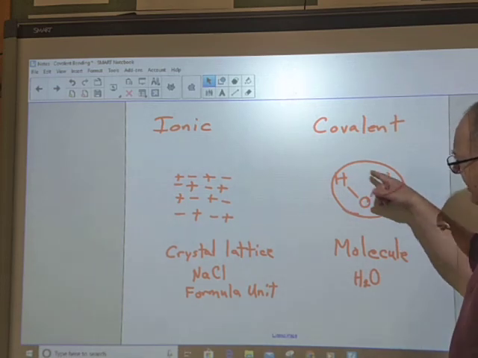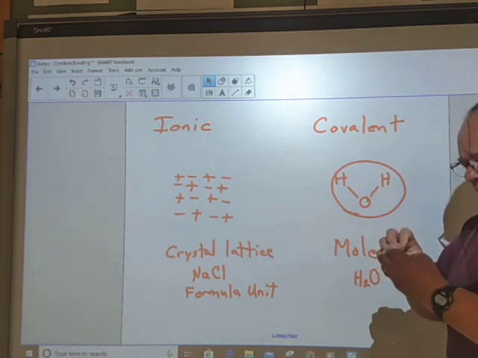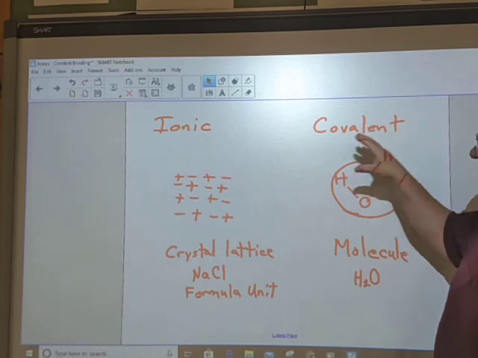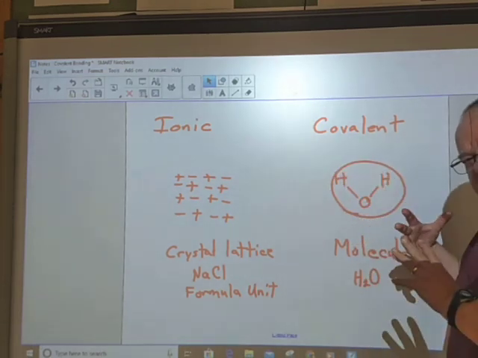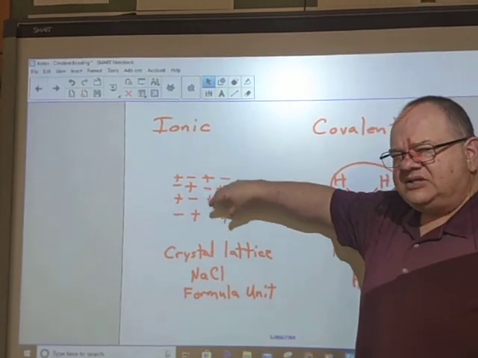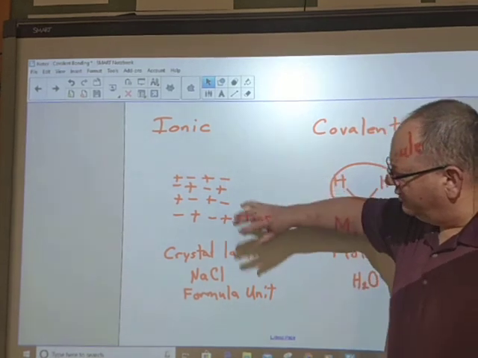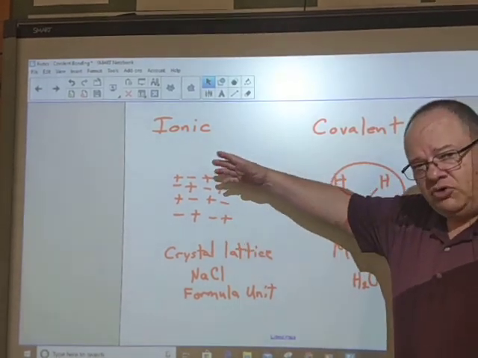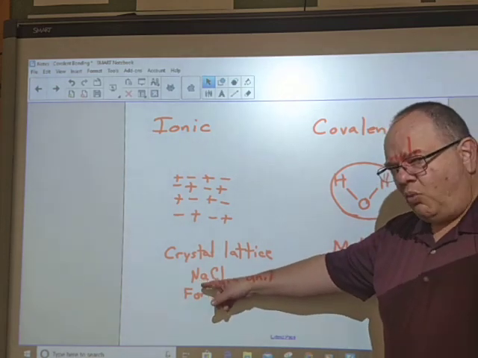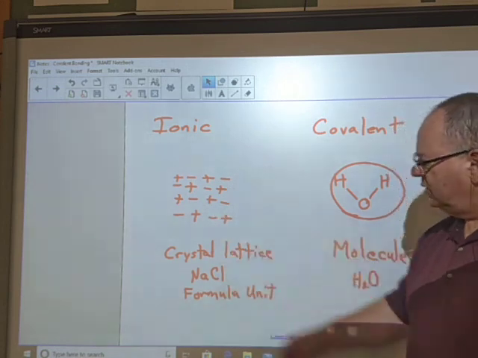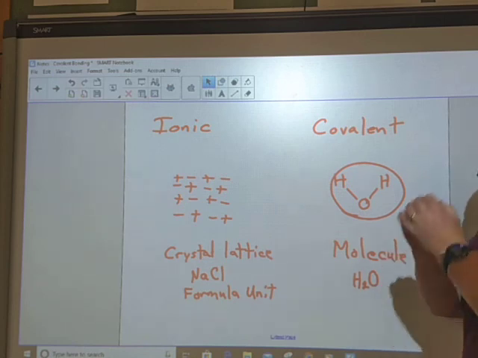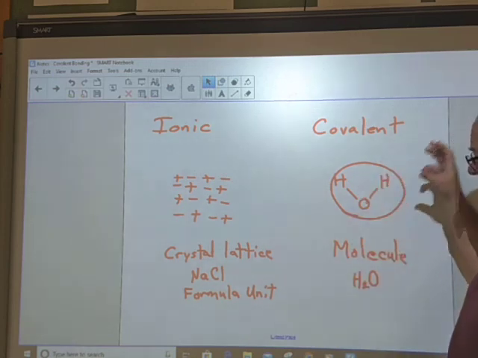But it turns out that that particular group of three atoms is kind of independent of everything else. It's got weaker attractions to its neighbors, but it can exist independently, whereas over here, none of these things were independent of each other. We write the formula for sodium chloride as NaCl, but it doesn't really represent one sodium and one chlorine. It's just the ratio. Here, it can actually represent two atoms of hydrogen and one atom of oxygen as a distinct unit. That's a molecule.